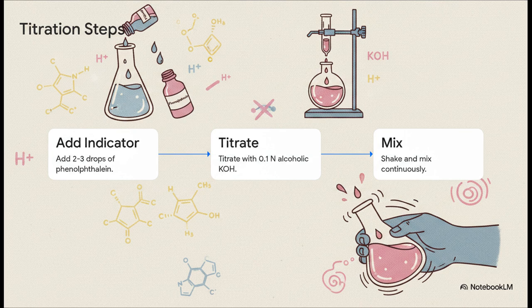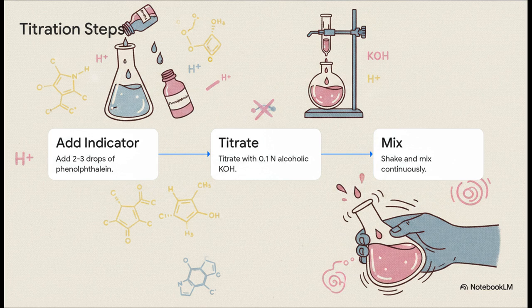Next up is the titration itself. We drop in just 2 to 3 drops of our phenolphthalein indicator. Now, right now, the solution is acidic because of all those free fatty acids, so the indicator is totally colorless. We position our flask right under the burette filled with KOH, open the stopcock, and let the KOH fall in drop by drop. The absolute key here: kinetic energy.